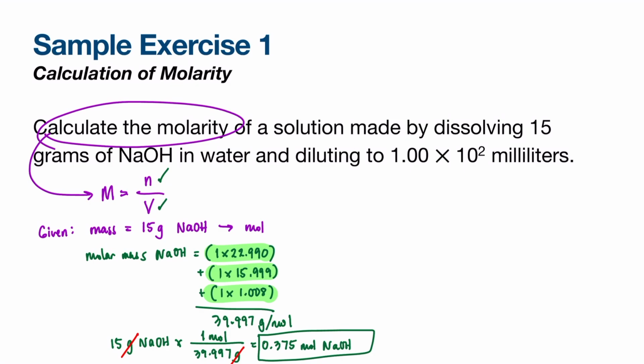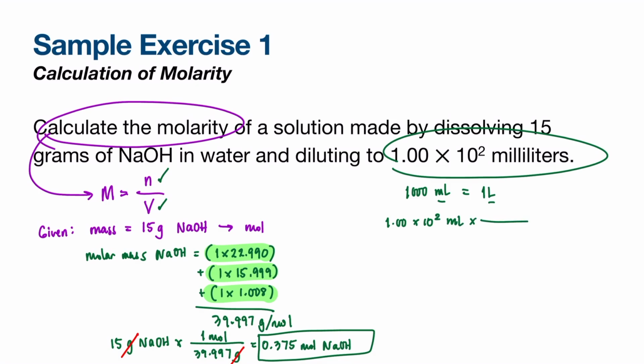Since we have the volume in milliliters, we have to convert it into liters first. And we know that 1000 mL is equal to 1 liter. That will also be our conversion factor in converting mL to liters. So let's convert our volume. We have 1.00 times 10 raised to 2 milliliters multiplied by the conversion factor, wherein 1000 mL will be in the denominator and 1 liter will be in the numerator.